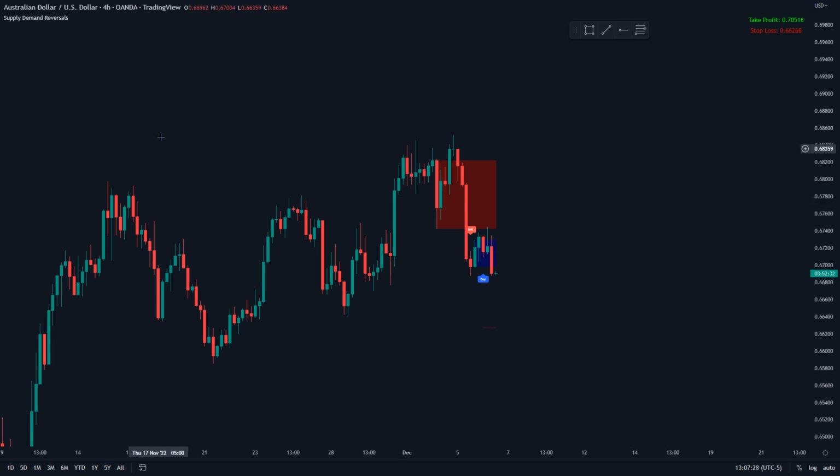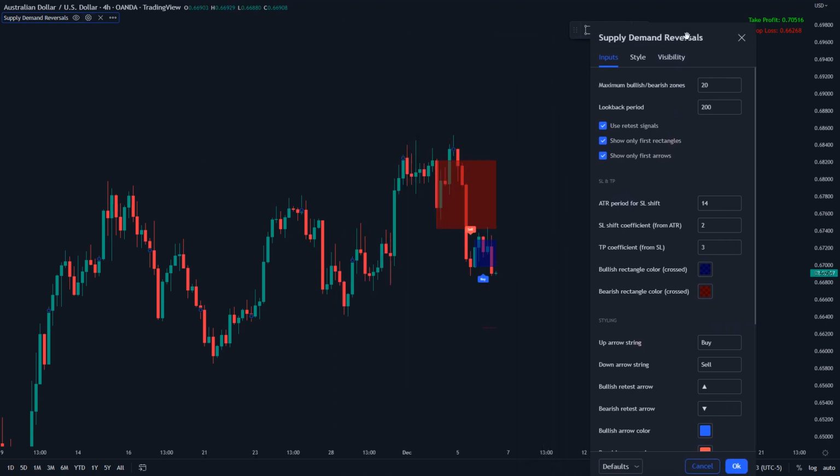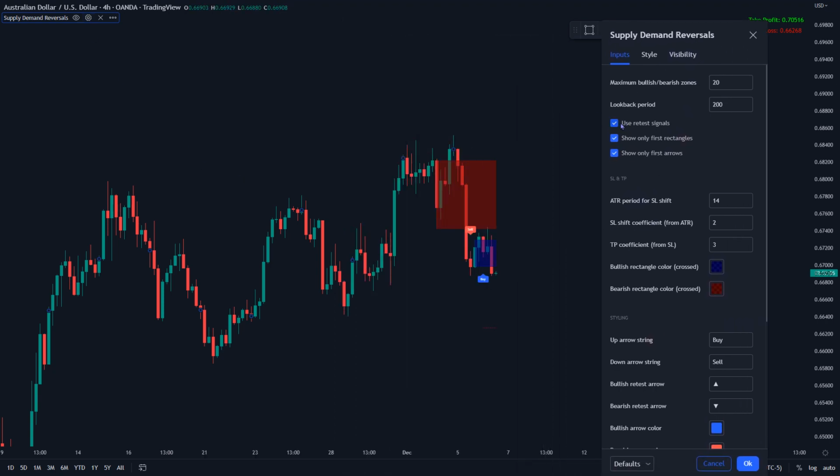My name is Ronald, and in today's video we are going over the supply demand reversals indicator here on TradingView. And before I get too far into it, let me just bring up the settings really quick. You can see these first three boxes up here at the top, and you can obviously check them for however you want yours to appear.